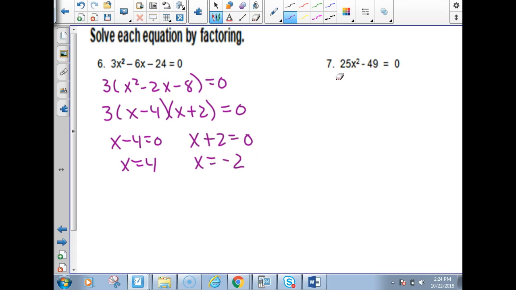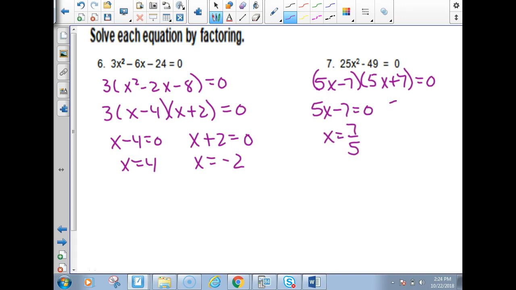This one is the difference of squares. 5x minus 7, 5x plus 7 is the factored form. Pen is sticking, sorry. So there are 2 solutions to this one. You add 7, divide by 5, so x is going to be 7/5. And the other one, you subtract 7 and divide by 5, so x is going to be negative 7/5.